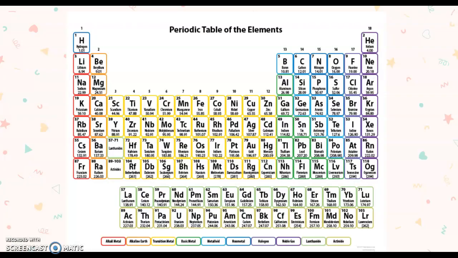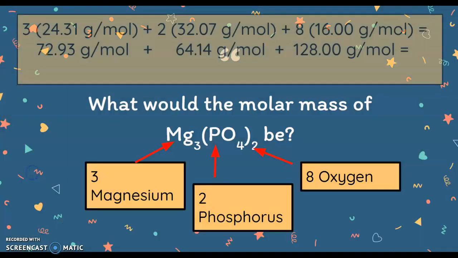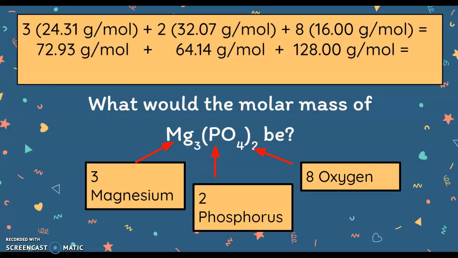So looking back at the periodic table of elements, we look at the molar masses of magnesium, phosphorus, and oxygen. And we will plug those numbers into our equation. So with 3 magnesiums, we would take magnesium's molar mass, 24.31 grams per mole, multiply that by 3, add that to phosphorus's 32.07 grams per mole for each phosphorus. There's 2 of them, so we multiply that by 2, add that in, as well as 8 oxygens, giving you a molar mass of 265.07 grams per mole.